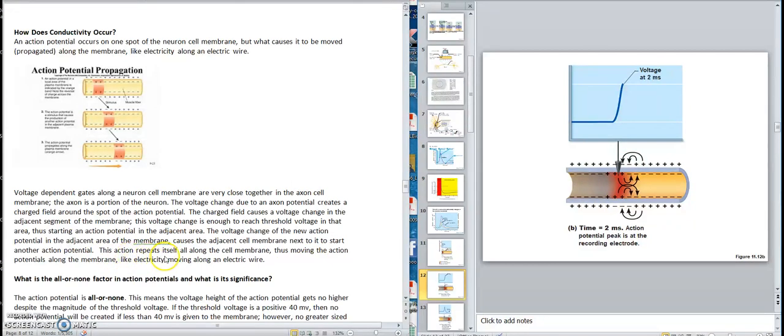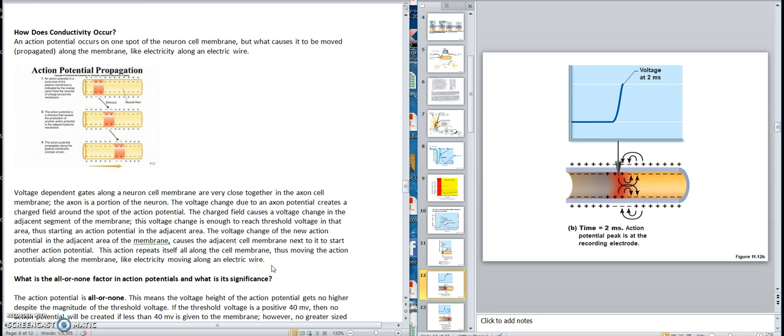This action potential repeats itself all along the cell membrane. So one area lights up another area. Then that area lights up another area. Thus moving the action potentials along the membrane like electricity moving along an electric wire. So that's how it occurs.